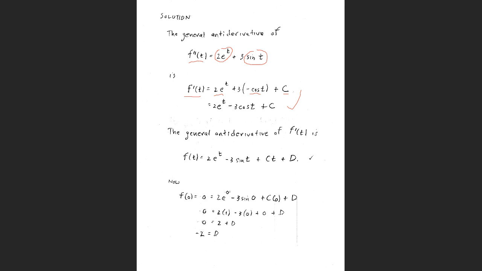This is like going backwards. You're used to going forwards: you have the function, you find its derivative. Now you're being given a derivative and you have to find the function. So you're going backwards. Are there any questions up to here?